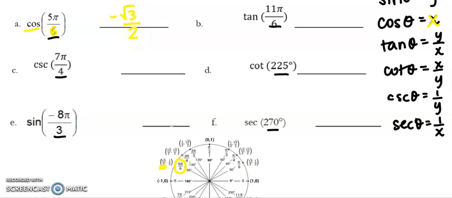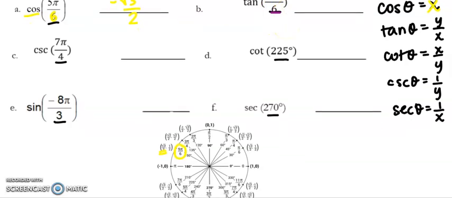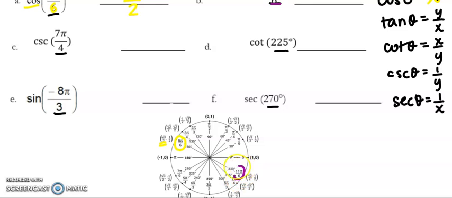Part B, finding the tangent of 11 pi over 6. Well, 11 pi over 6 is, again, a reference angle of pi over 6. Here it is. Tangent, I'm supposed to take the y value and divide it by the x value. So my y value is negative 1/2. And my x value is the square root of 3 over 2.